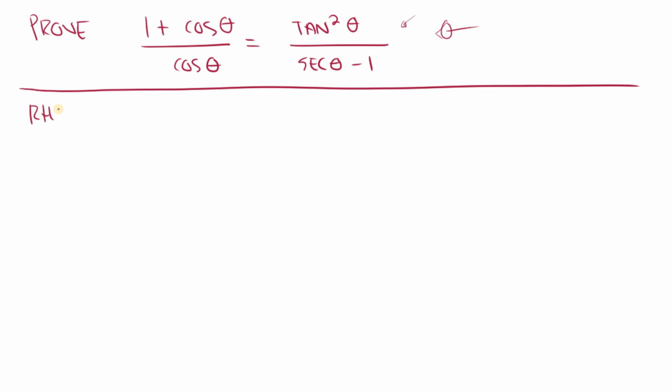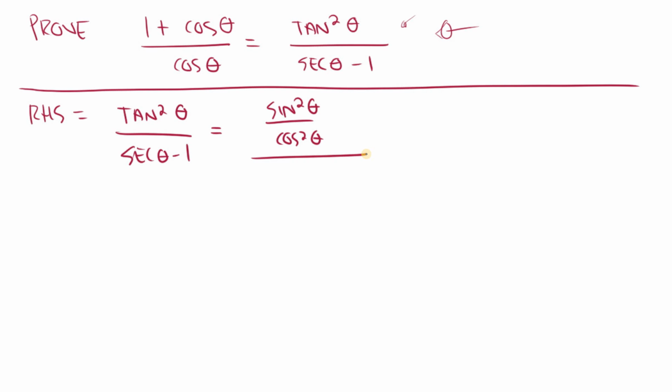So again, right-hand side, tangent squared theta over secant theta minus 1. I'm going to write this as sine squared over cosine squared. Tangent is sine over cosine, so tangent squared is sine squared over cosine squared. 1 over cosine theta minus 1 over 1.